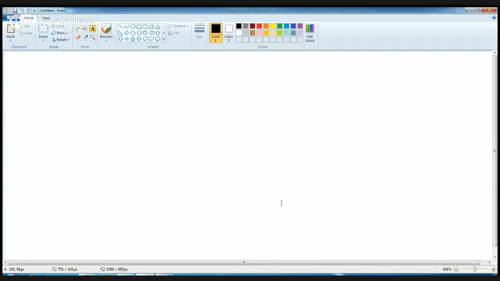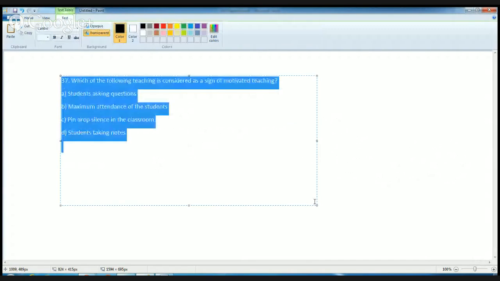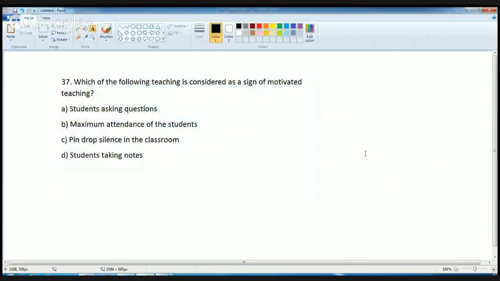The next question is again from teaching aptitude. This question talks about what are the signs of motivated teaching. If I am taking a lecture, how can you recognize whether I am motivated to teach or not? Here are some of the elements that are being put up. These kinds of questions are usually much more applicative and much more direct in knowledge.